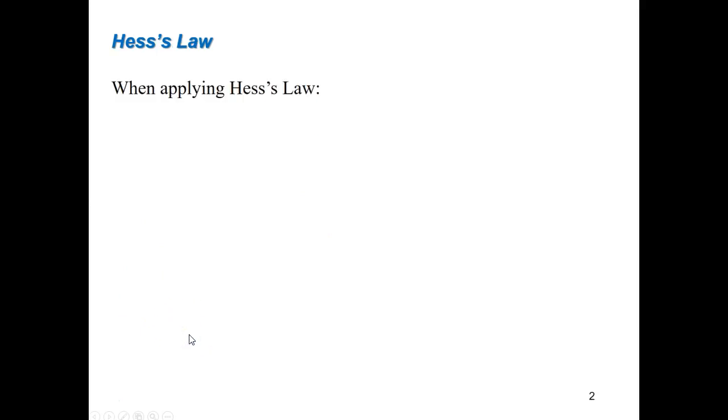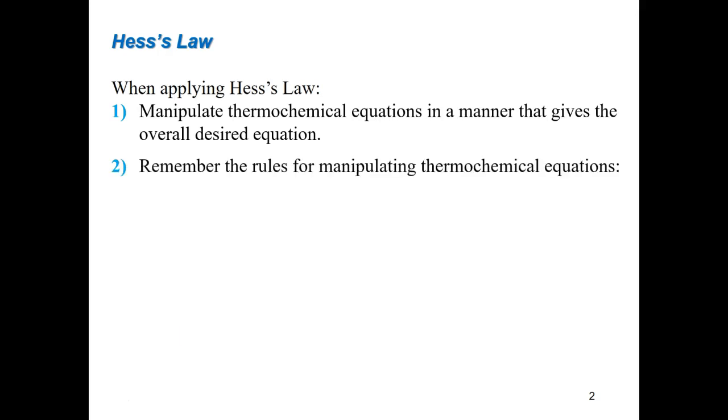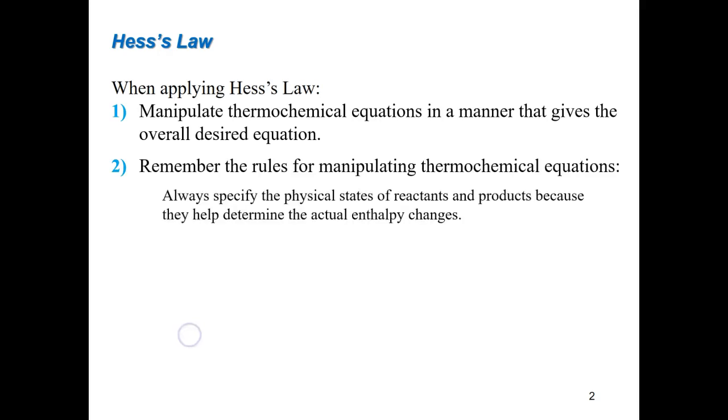So when we're applying Hess's law, we're going to follow these rules. What we're going to do is manipulate thermochemical equations in a manner that gives the overall desired equation. And so we need to remember how we go about manipulating these. We always have to specify the physical states of the reactants and products, because they help determine the actual enthalpy changes. Whether water is a gas or a liquid becomes very, very important. You just have to specify so that you know what you're working with.